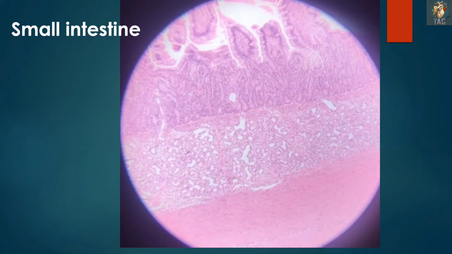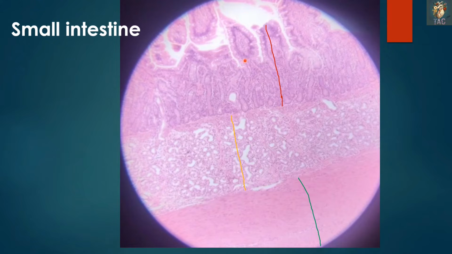Now this is another important slide, and here you can see a difference. First you should know that this one is the whole thickness of the mucosa, this area. Then you can see that this one is the submucosa, and then you can see that this one is the muscularis externa.